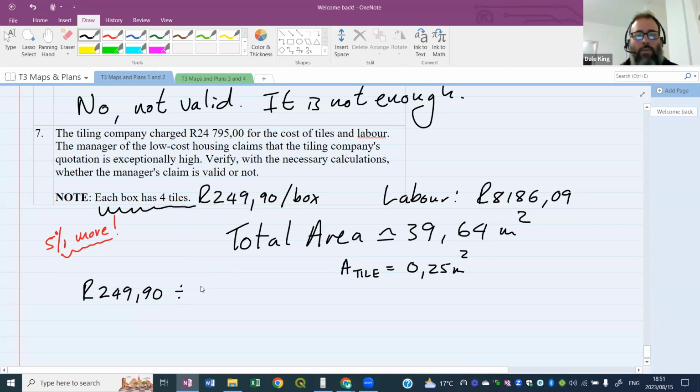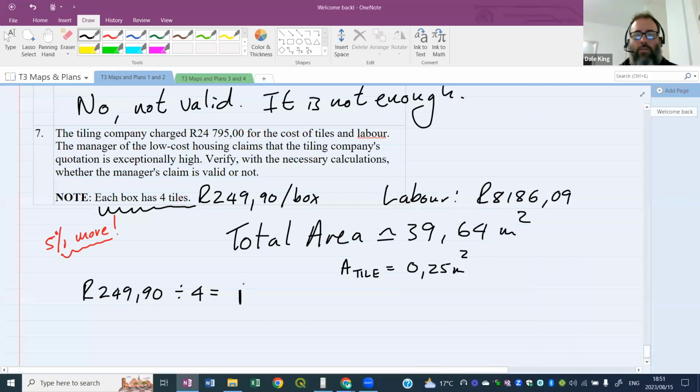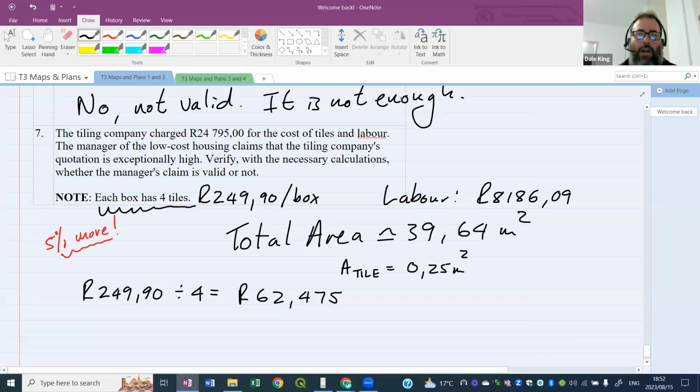Well, we need to divide that by 4. All right. So 249.90 divided by 4. That means 1 tile will be 62 Rand 475. Should I round that off? 249.90 divided by 4 is 62.475. Do I round that off now?